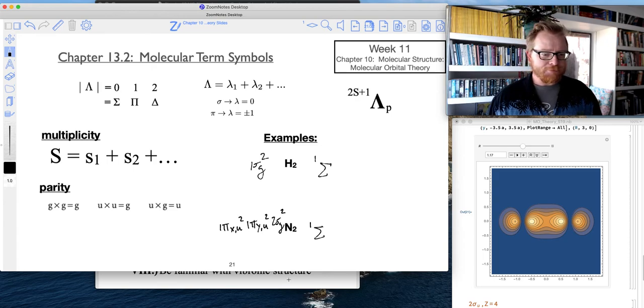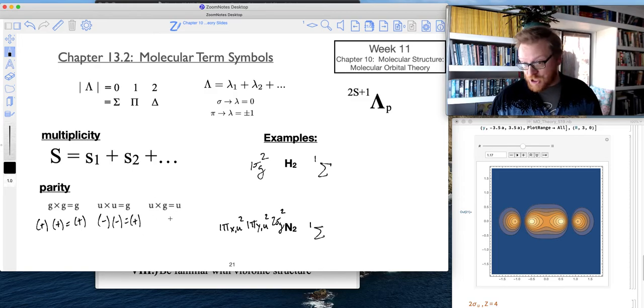Now what about our parity term? Well, a G times a G is a G. A U times a U is a G. And so we can start to think of this as positive times positive equals positive, negative times negative equals positive, and a U times a G equals a U. So negative times positive equals negative. So that's where these terms come from.